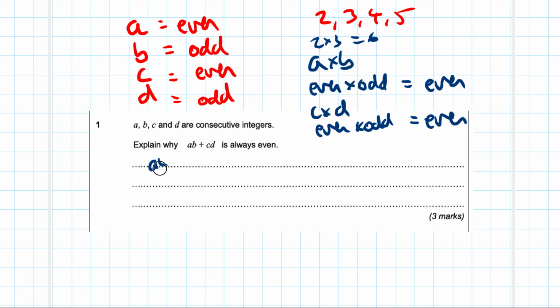And by showing these steps, so by showing that it goes a, b, c, d, so even, odd, and then even times odd equals even times odd equals even, and then adding two evens together, you have shown your explanation. So there's 3 marks here. The first mark for this one, second mark showing this, third mark showing that. And that gives you question 1.